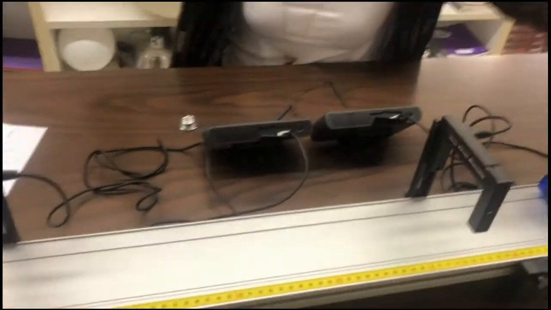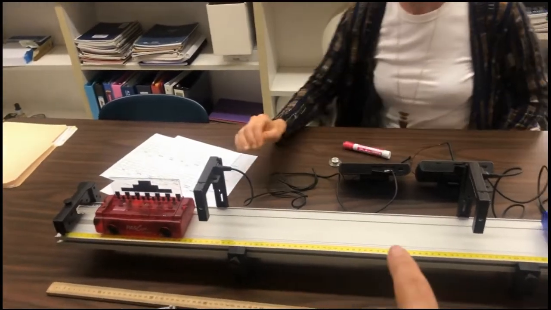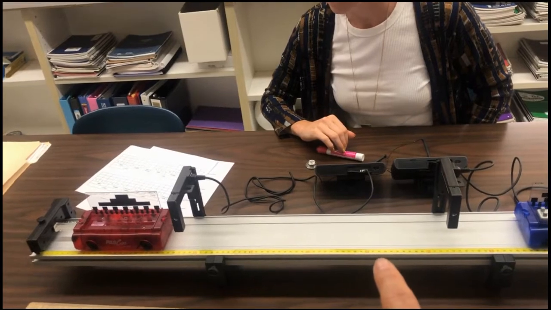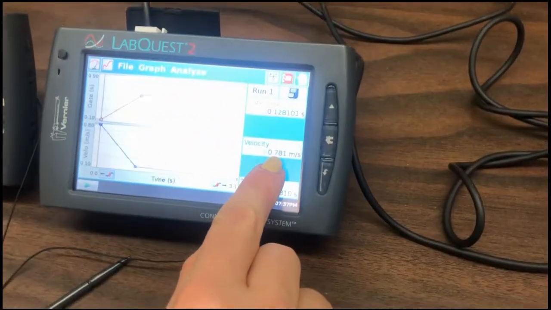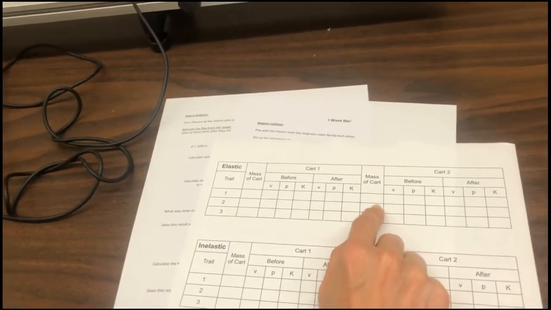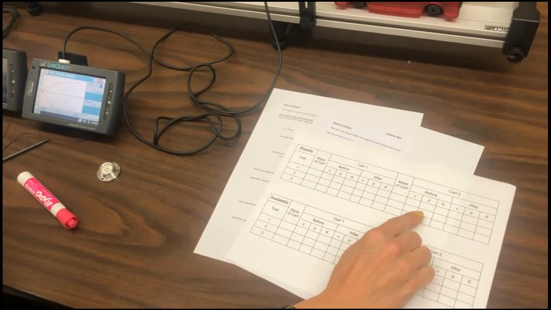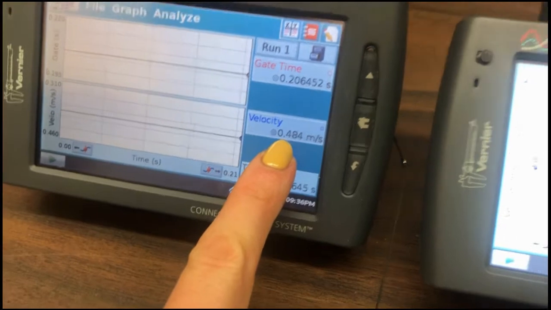Okay, stop them. I noticed that the red one had a positive velocity before the collision and then a negative velocity after the collision. So for trial 2, for our first cart, our initial velocity is going to be 0.781. And then our mass for cart 2 was 0.5, and our velocity in the beginning was 0. And our velocity in the end is going to be 0.484 meters per second.